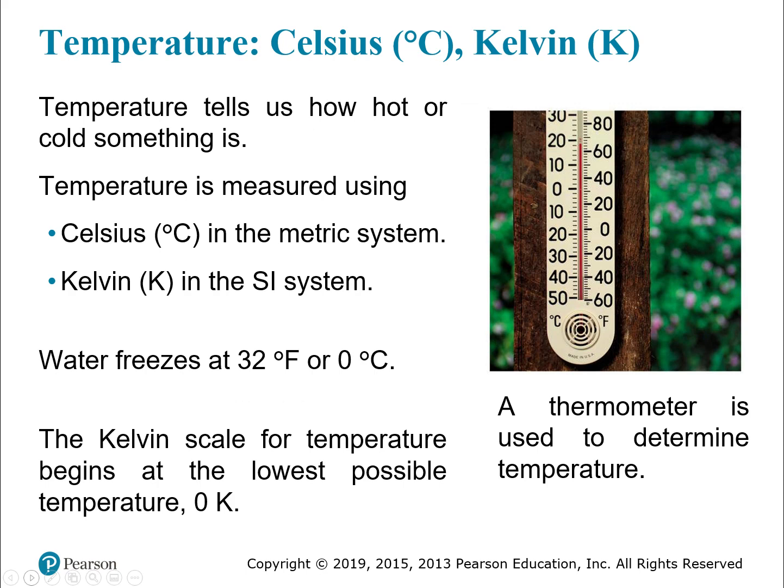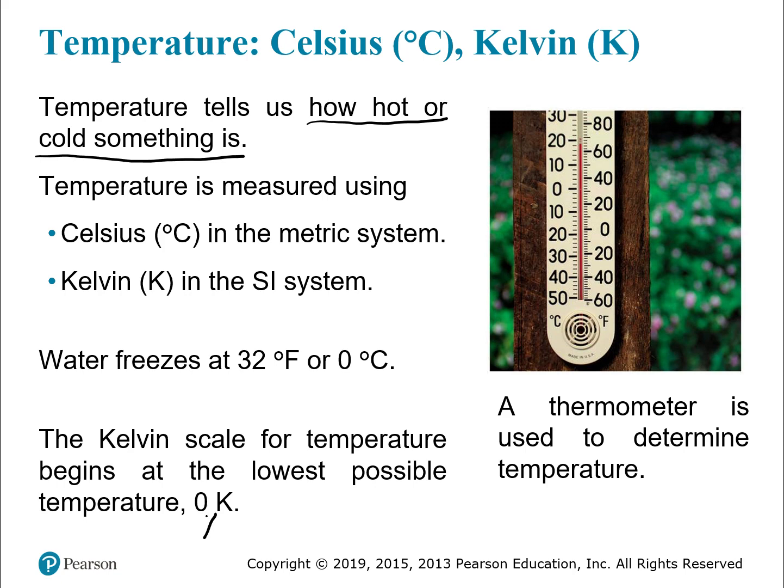Temperature is something that we already know. So we're talking about how hot or cold something is. Celsius is what you might see if you're watching the weather in a different country. You'll also see it if you're just looking up the weather online. Kelvin is the SI system unit, and that is an absolute scale. So 0 Kelvin is 0 Kelvin.